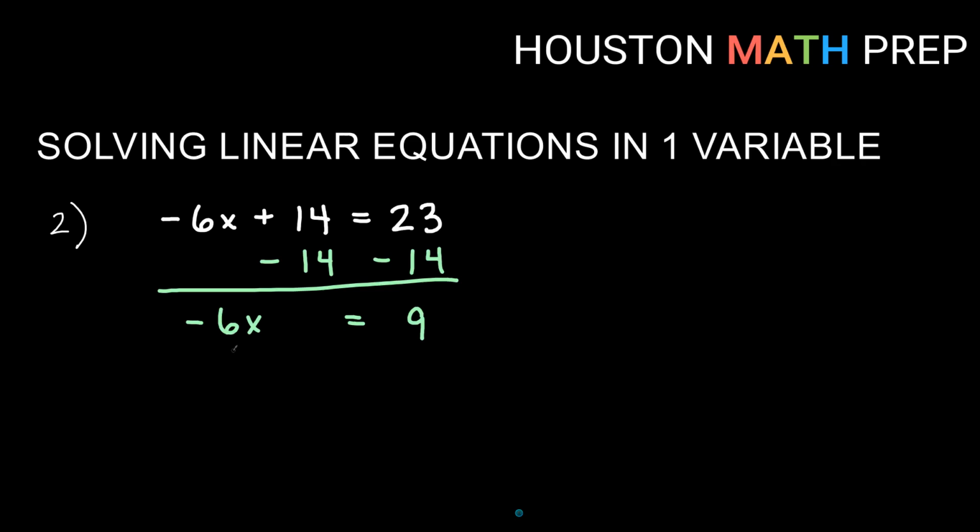Now what's being done to x here is it's being multiplied by negative 6. So the opposite of multiply by negative 6 is divide by negative 6. Multiply and divide are opposite operations. So we get rid of the negative 6, just leaving x on the left side. Be careful, we have a positive divided by a negative, so that'll give us negative 9 over 6. Then we want to reduce. 9 and 6 have a common factor of 3, so I'm going to divide each of these by 3. The reduced version of this fraction is negative 3 over 2, or negative 3 halves.